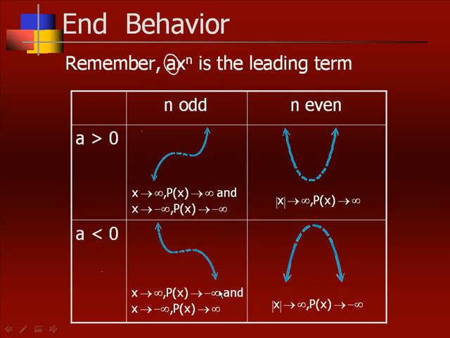Whereas if your power is even, and the coefficient is positive, then you get our x squared general graph. Or if the leading coefficient is negative, like negative x to the second, then both ends go down.